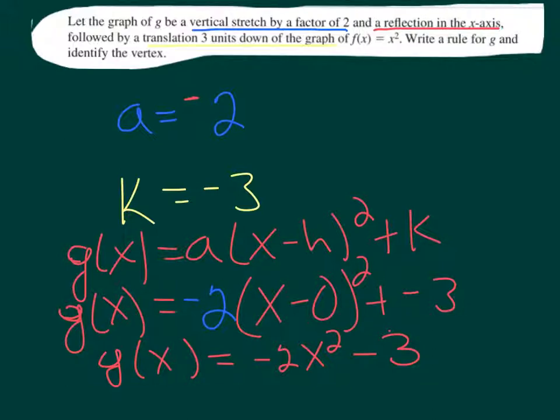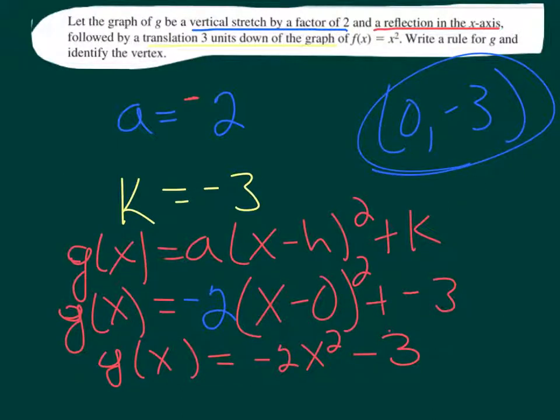Now they might ask you to identify the vertex. Well, if you think about it, what is the vertex? Let's go back. I know that it's the h value and the k value. So the vertex of this problem would really just be (0, -3). So that's your vertex.